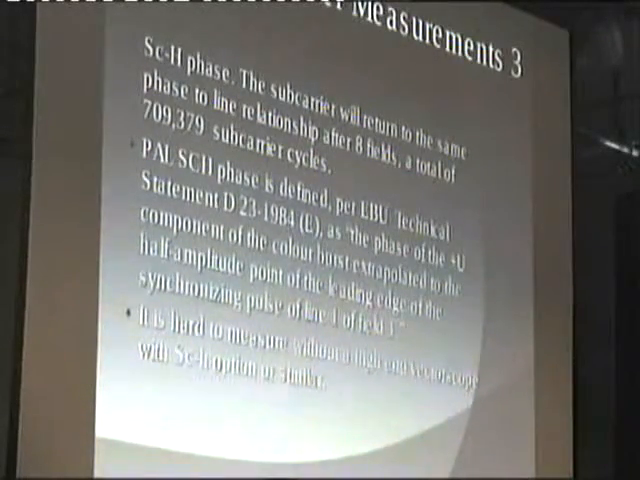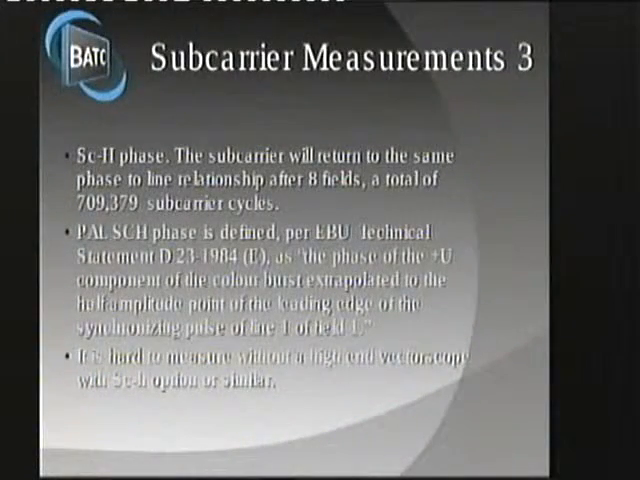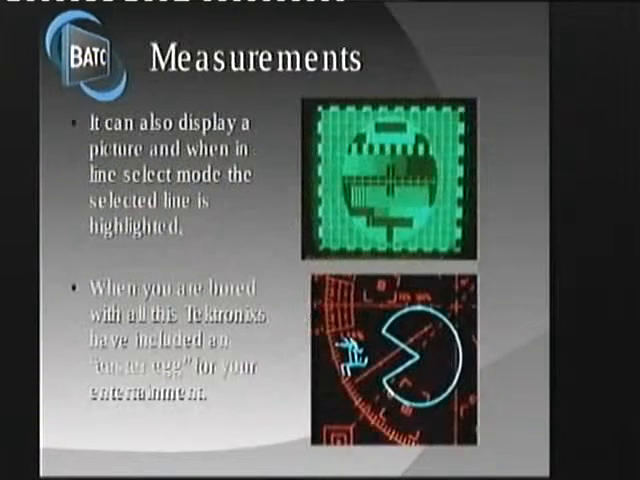Right, SCH phase, here we are. It will return to the same phase-to-line relationship after 8 fields, a total of 709,379 subcarrier cycles, and it's defined in EBU goodness knows what. It's hard to measure, as I've said, or impossible to measure in a middle-aged BBC outside broadcast van.